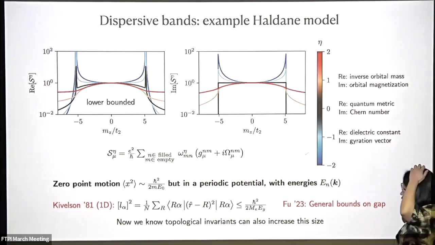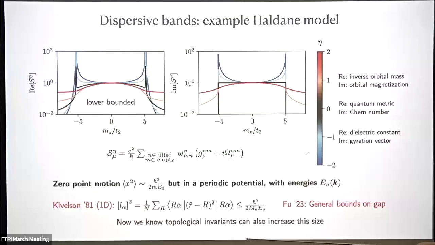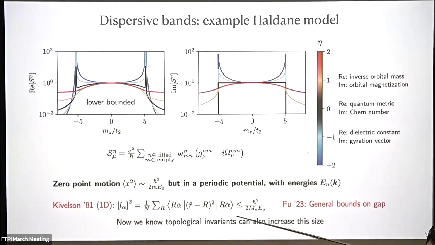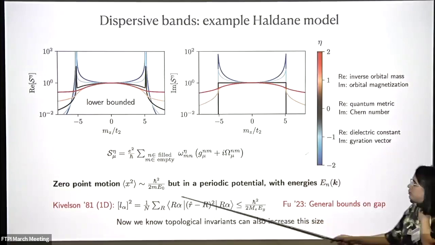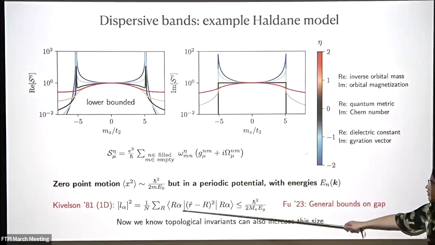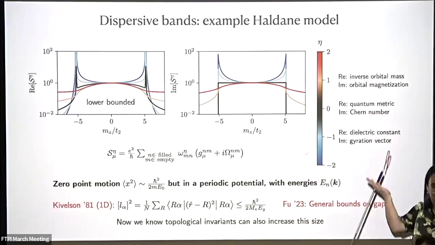So if I want to think about what this Q of T means, it is really characterizing something about the zero point motion of the insulator itself. That will not be in a simple case where we just have one single energy. If we have more energies, that will allow me to make some bounds on this size. And this was already done: Kivelson in '81 bounded this length squared, or the metric size of the Wannier functions, by one over mass times the gap. And I think we'll hear about some general bounds on the gap from Liang today or tomorrow. What we know now, that we didn't know here, because this is a one-dimensional result, is that topological invariants can really push up these responses.